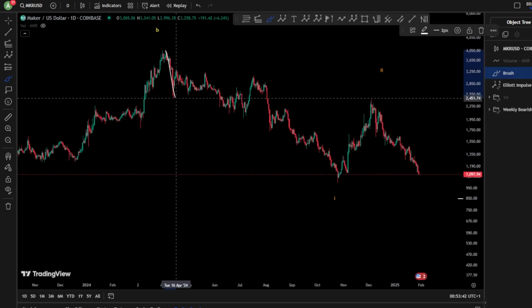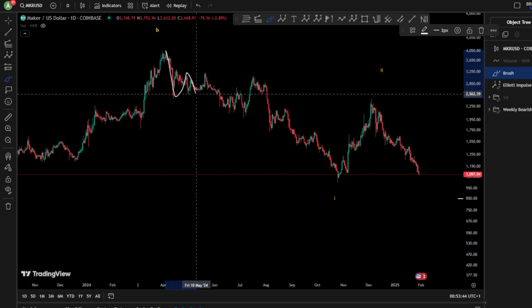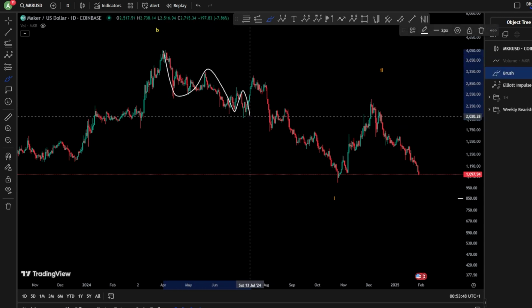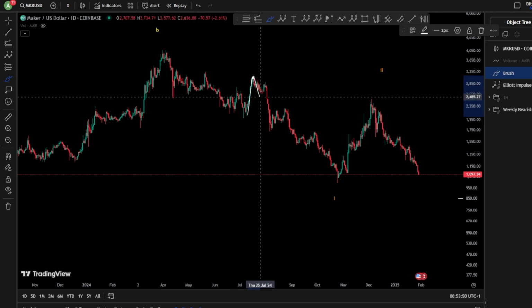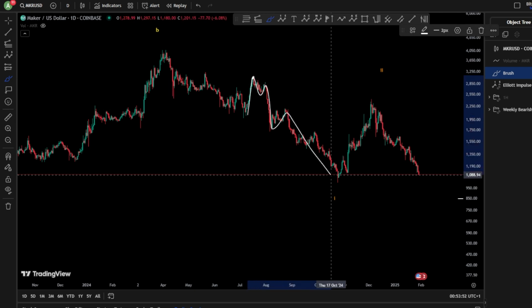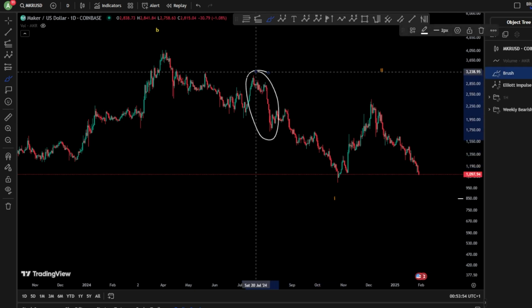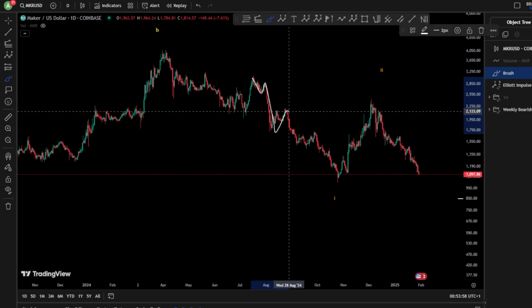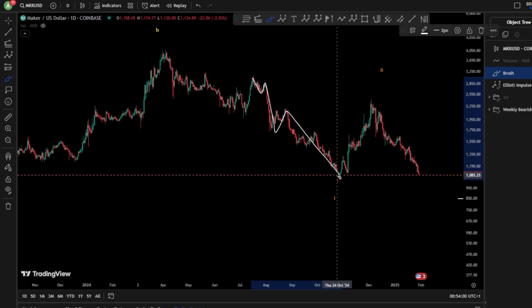But here we go: 1, 2, and then 3, 4, 5 for your wave 1; 1, 2, 3, 4, 5, and wave 2 again, and then 1, 2, 3, 4, 5. Okay. Now, in this scenario, as you can see, your wave 1 is a very shallow wave 1 that you cannot see on the weekly, but on the daily it is very clear.